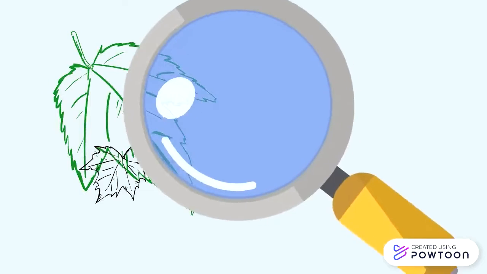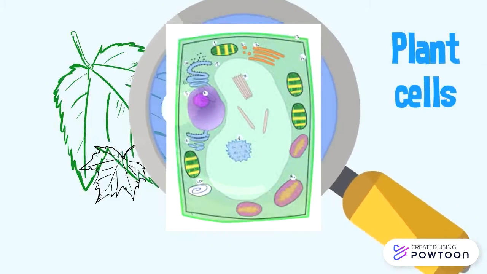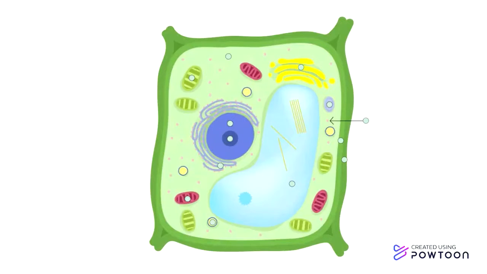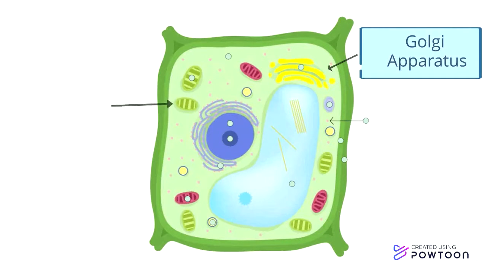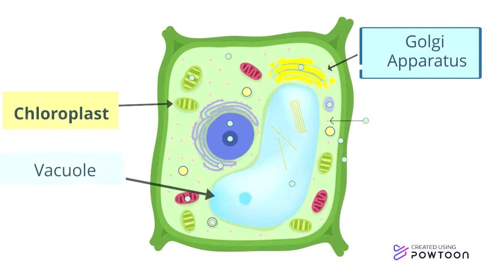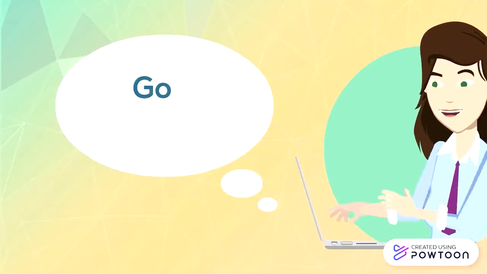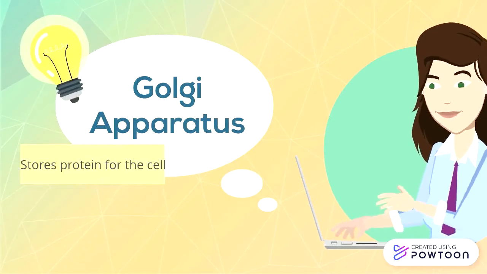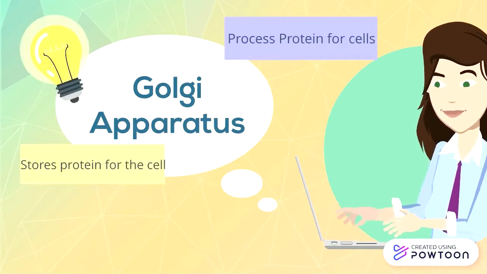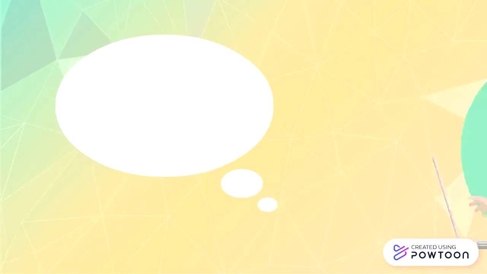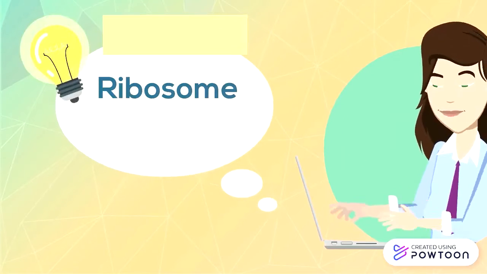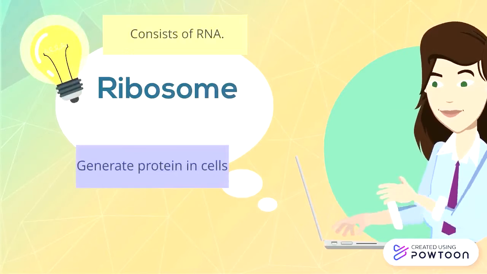So right now, we are going to learn about plant cells. The plant cell consists of Golgi apparatus, chloroplast, vacuole, mitochondria, cell wall, and also ribosome. Golgi apparatus stores protein for the cell, processes protein for cells. Ribosome consists of RNA and generates protein in cells.